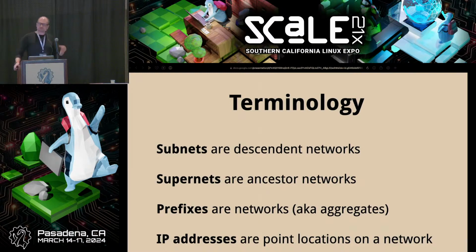So going a little deeper, when you hear about subnets in IP or networking parlance, those are just descendant networks from a parent. Supernets are the inverse. They're the ancestors of a network. You hear the term prefix a lot in modern day networking parlance, and effectively a prefix is just the name for a network. It's a way that networks are annotated. You also hear the term aggregates a lot. Aggregates are just prefixes. It's just another way of tracking prefixes. So just keep that in mind. When I'm talking about prefixes, it's talking about networks, it's talking about aggregates.